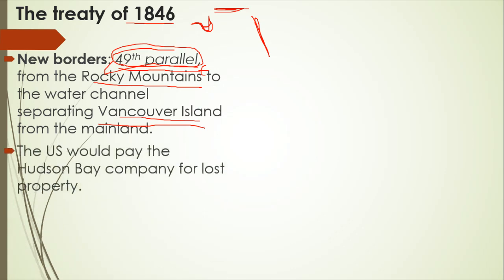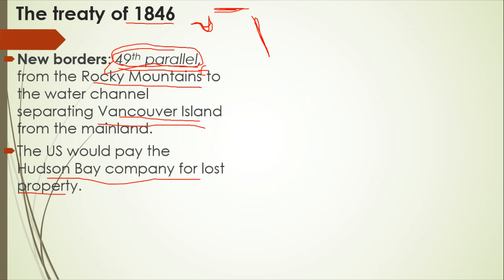Now, for this to happen, the U.S. would pay the Hudson Bay Company for lost property. Essentially, we bought the English Empire out. We said, listen, England, President Polk's going to say, look here, England, we know you have a lot of land south of that, and we know you want something for that. We're not just going to take it.